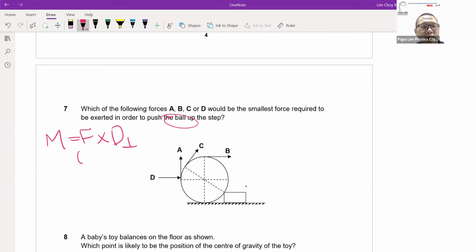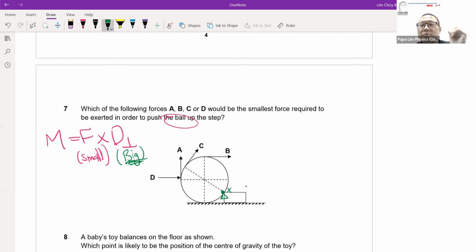For the smallest force here, to rotate or push the ball up, I need a minimum amount of moment. So if my force is to be small, it will require the perpendicular distance to be as big as possible. When the question is asking for the smallest force, it is also indirectly asking which force has the greatest or longest perpendicular distance. The pivot is here. I will say this pivot is point X.